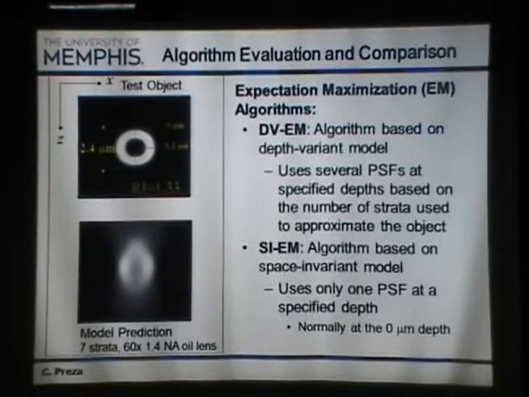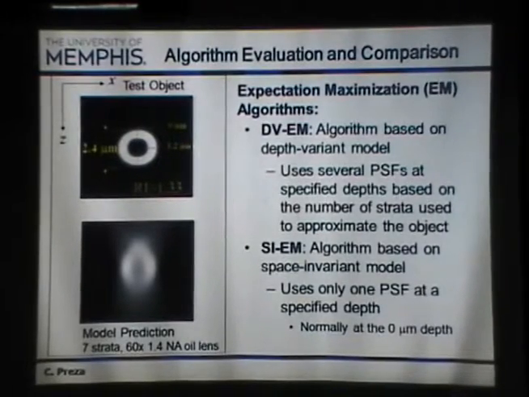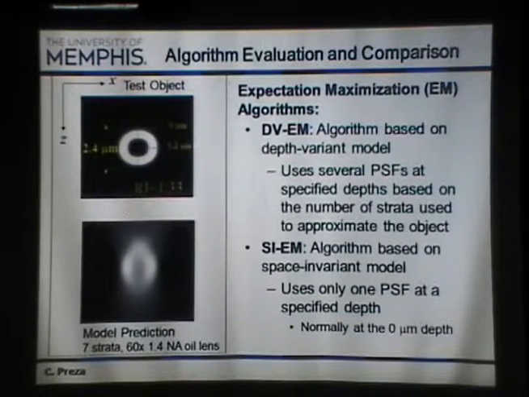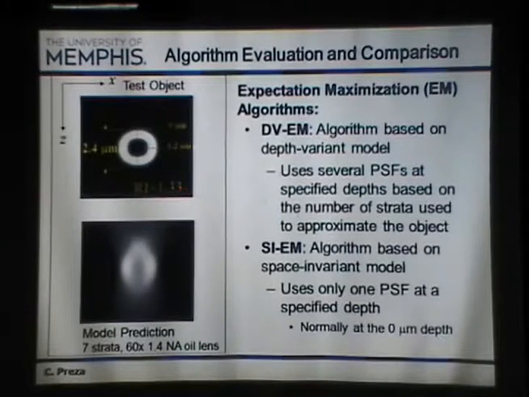So here are just some dimensionalities. I'm going to show you more about this particular setup. This is a small spherical shell, 2.4 micrometers in diameter, and we are assuming that it's in water. We're using an oil immersion lens, so there's a refractive index difference. We use 7 strata to model this, so we are using essentially 8 point spread functions.